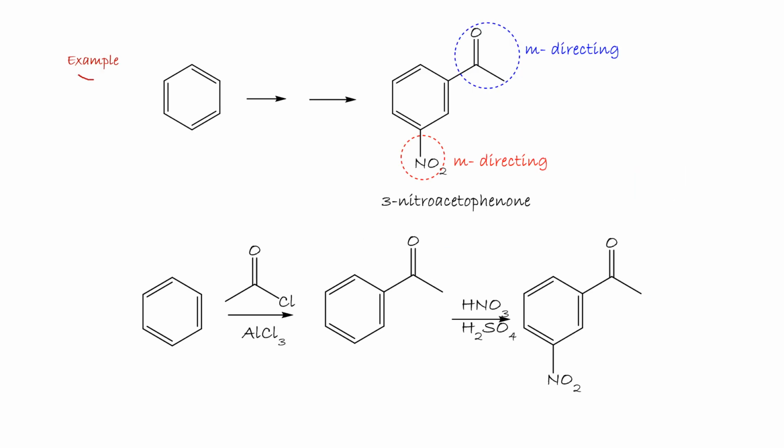In this example, we would like to start with benzene to get 3-nitroacetophenone. Here we have this group meta-directing, we have the nitro meta-directing. Let's start with the Friedel-Crafts acylation to get acetophenone. This group is deactivating, meta-directing, so when you nitrate with that nitric sulfuric mixture, you get the nitro in meta position. That's okay.